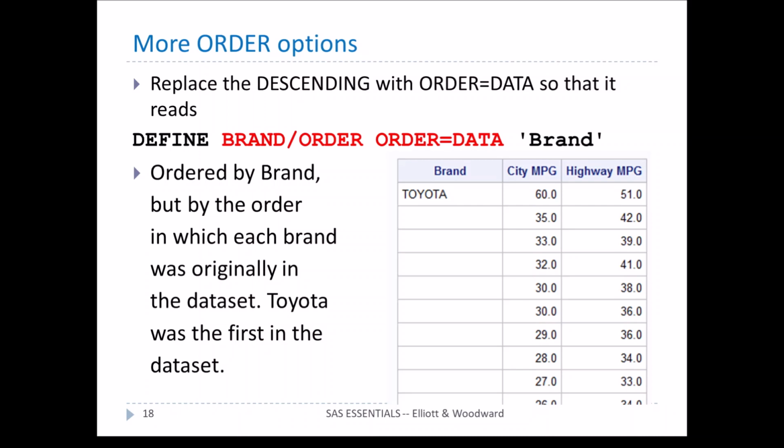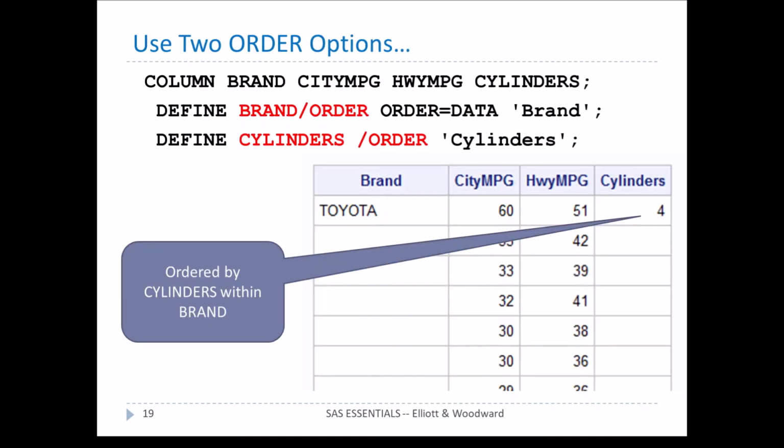In this case, if you look at the raw data set, you'll notice that Toyota was the first one in the data set. So in this case, Toyota is the first one that appears in our report. Now let's use two order options. Notice here we have two define statements. We have define brand, order equal data of brand, and that's going to order it in the order in which it appears in the data set. And then we also have a define statement, cylinders/order, which is going to order it by the number of cylinders within that brand.